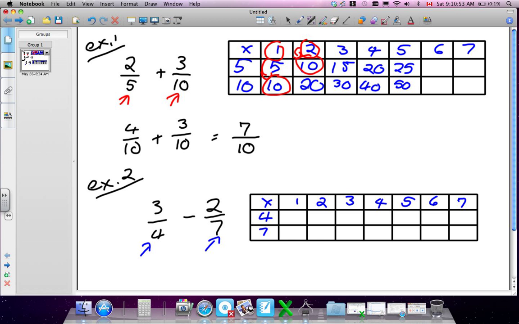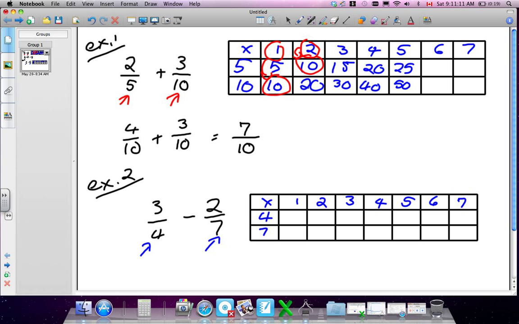So actually, if I make this chart, the highest number I have to go to is just whatever the highest denominator is. So the highest denominator is 7, so I only have to make this chart go to 7. Because I know by the time I get to 7, well, 4 times 7, that's going to make a common denominator, okay? So, let's go through these.